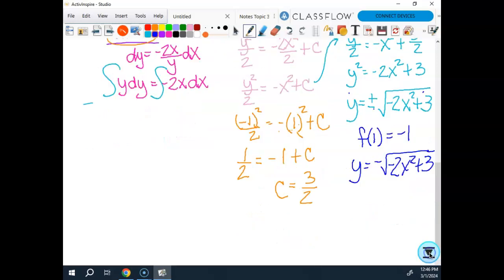And the reason Carolina was asking a question, she has y equals negative square root of 2 times negative x plus 3 halves, and that's perfectly fine too. She just didn't distribute her 2, and that's totally fine. Okay? What questions you got?